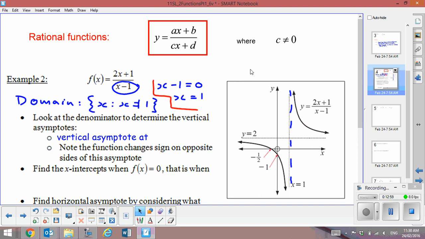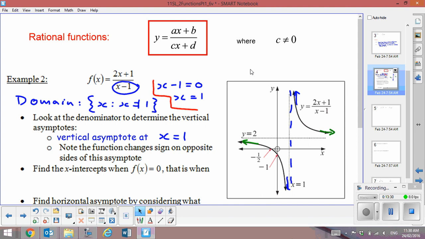Okay, so we've got our vertical asymptote at x equals 1. Note the function changes sign on opposite sides of the asymptote. So here we're at positive infinity. Now down here we're at negative infinity. Over here we're positive above the asymptote. This one will end up going down. This side will end up going into the negative region.